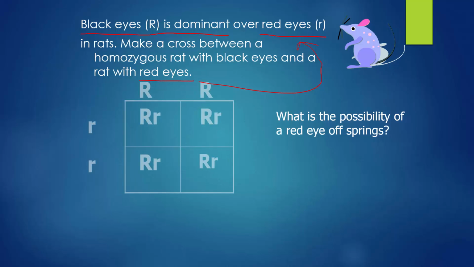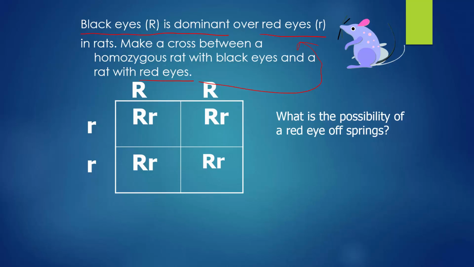So let's see what we got. We have a homozygous rat with black eyes, so that means capital R, capital R. And I've got a recessive because I have one with red eyes, okay? So when I cross them, I get all heterozygous genotypes, which means I'm always going to see black eyes because black eyes are dominant, okay? So what is the possibility of a red eye offspring? That is 0% because none of these are homozygous recessive.